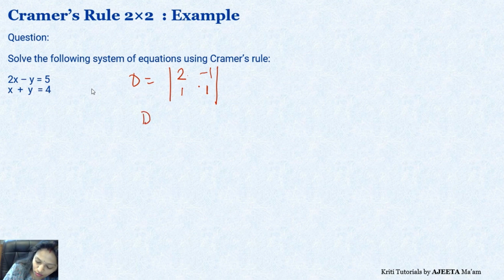Now let's find the value of this D. As I said, down minus up. So what will it be? 2 plus 1, that is 3. Correct? So that's the value of D.